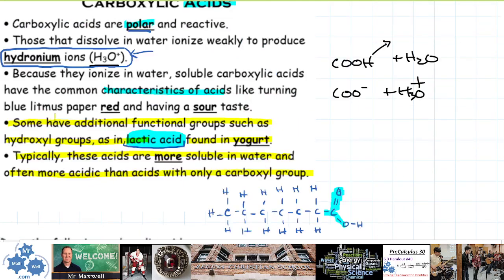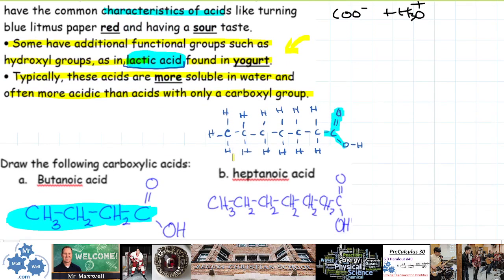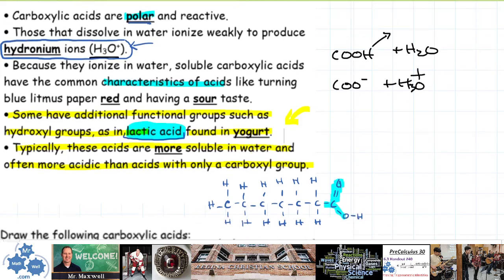Okay, good. Quick question here from a student: the last line is referring to the carboxylic acids that have additional functional groups. Yeah, they're more soluble than plain carboxylic acids, so if they don't have the extra functional groups, yeah. Like I say, you want to study these uses and characteristics, but you don't have to memorize each point here for sure. Just hit the highlights.